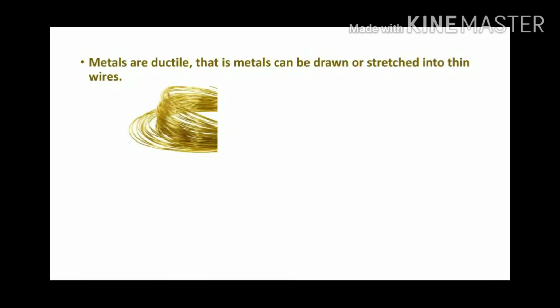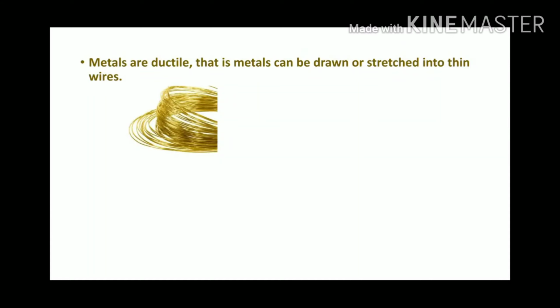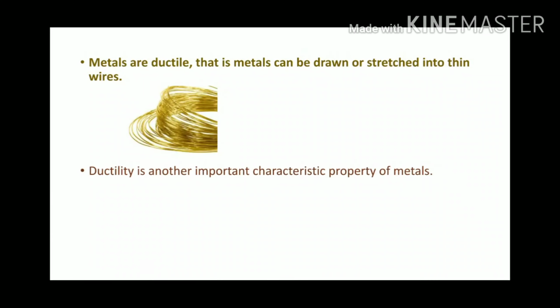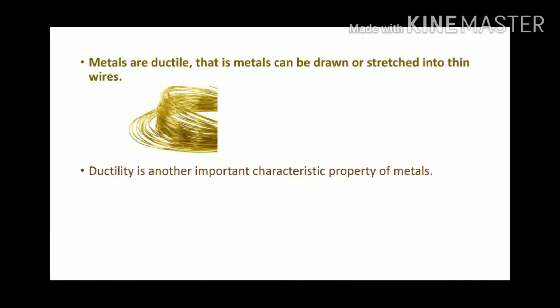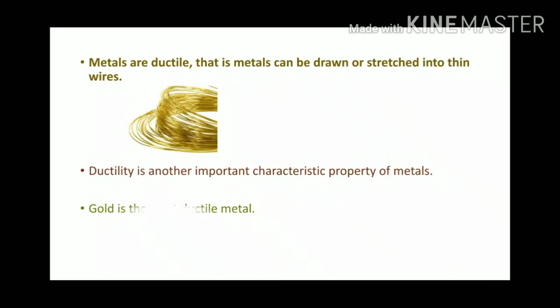Metals are ductile, that is, metals can be drawn or stretched into thin wires. Ductility is another important characteristic property of metals. Gold is the most ductile metal.